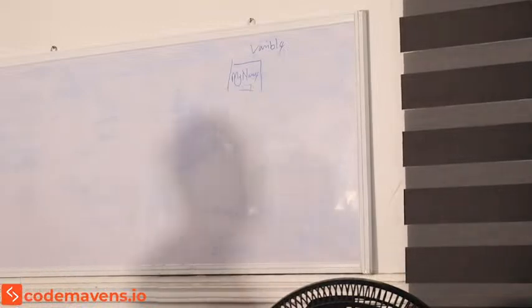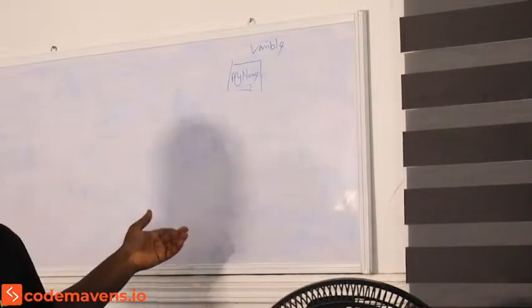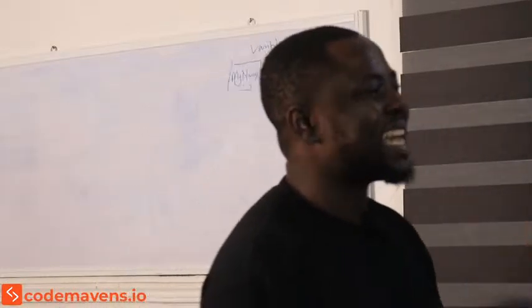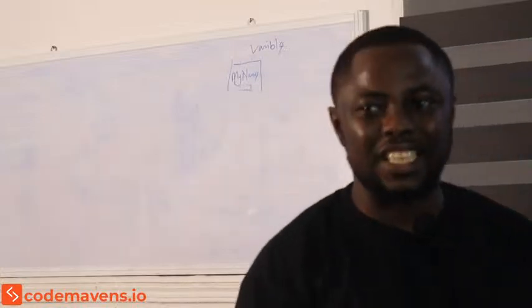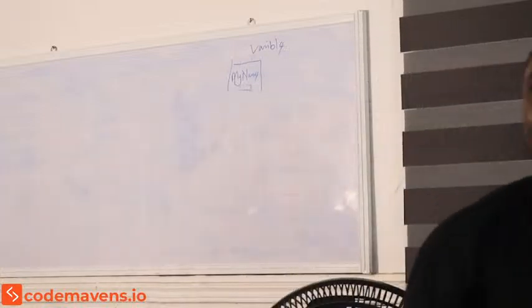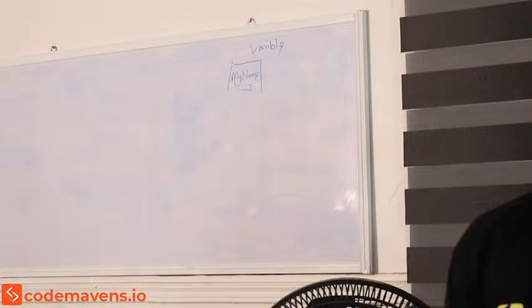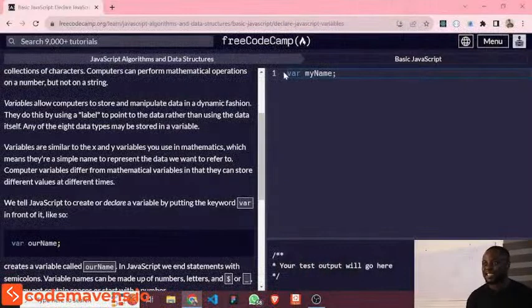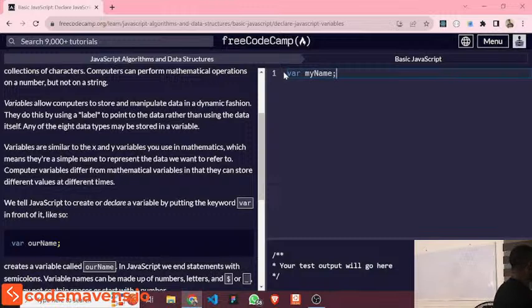I can declare an empty box without saving anything. But me using the keyword var to declare my name means I have declared a variable called my name, but it is empty. It is an empty what? An empty variable, but I have declared it. Are you getting me? It is an empty variable that I've declared. So now let's move on.